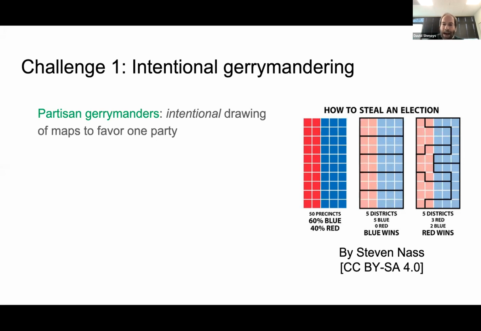And there's this notion of cracking and packing. If you look at the middle map that I'm highlighting with my mouse, in this map the blue party in control has managed to crack the red vote such that the blue party controls all 5 districts. Whereas in the map on the right, the red party, if they were making the map, has managed to pack all of the blue vote in such a way that in spite of being a minority party, they control 3 of the 5 districts.